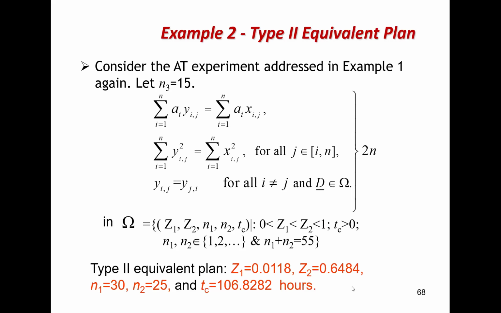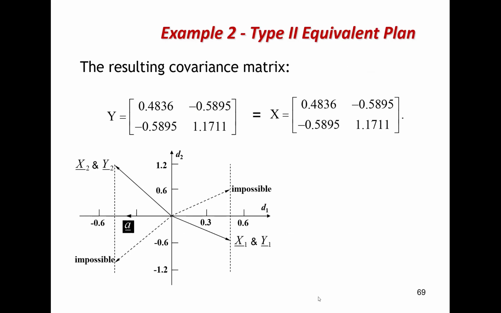Now, one example. For the type 2 equivalent plan, we consider this, and the equivalent plans give us these settings for the decision variables. Basically, the type 2 equivalent plan has generally the same objective function, but the decision variables may be different from the original plan. And as a matter of fact, the resulting covariance matrix looks like this. You see here, the Y matrix is based on this plan, and this X is the original variance covariance matrix, and they are exactly the same.